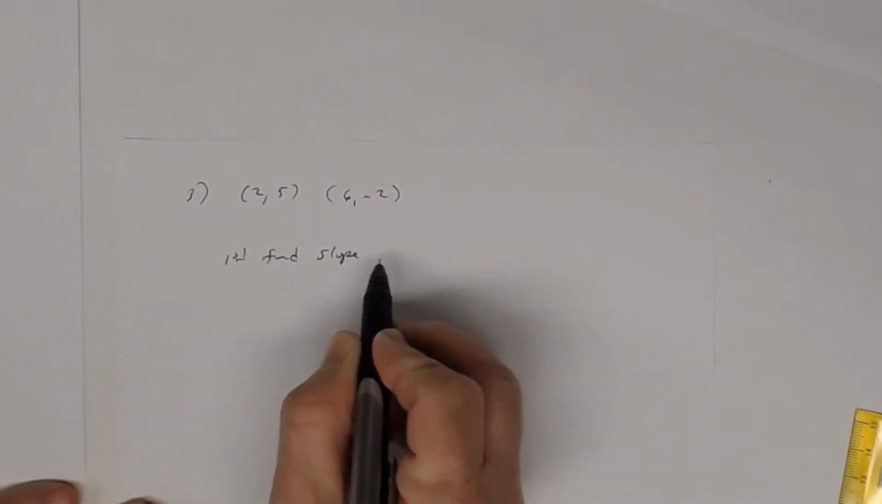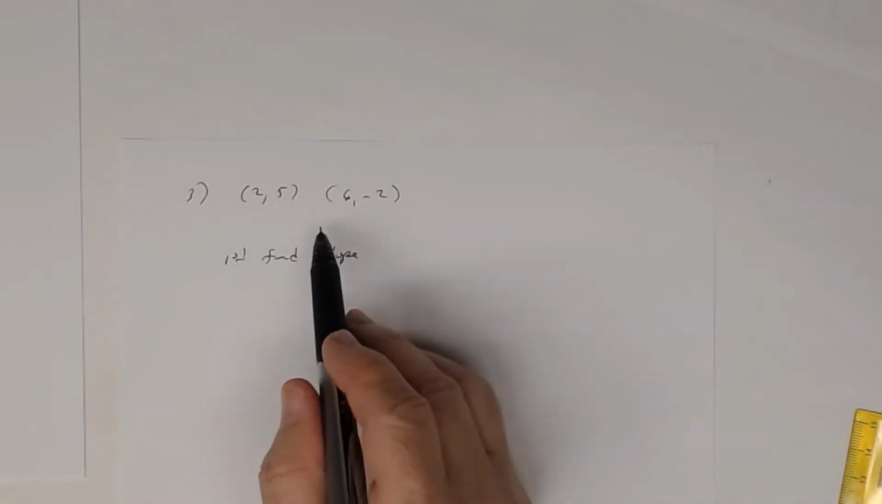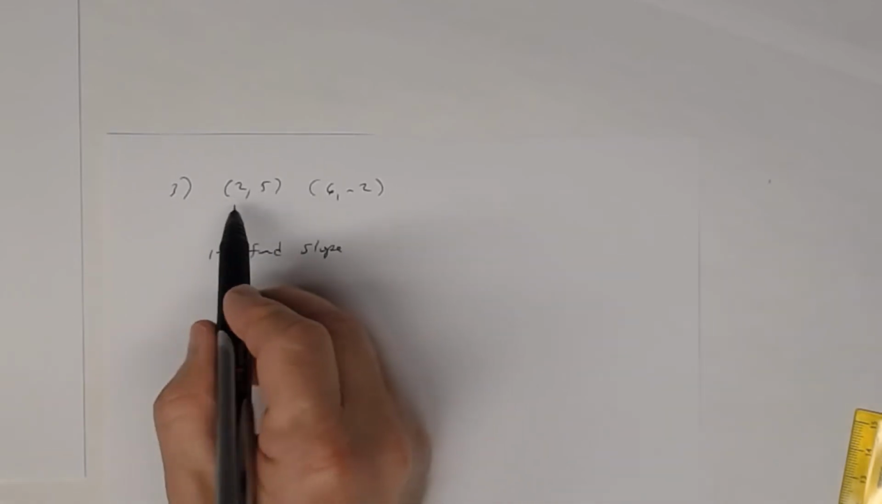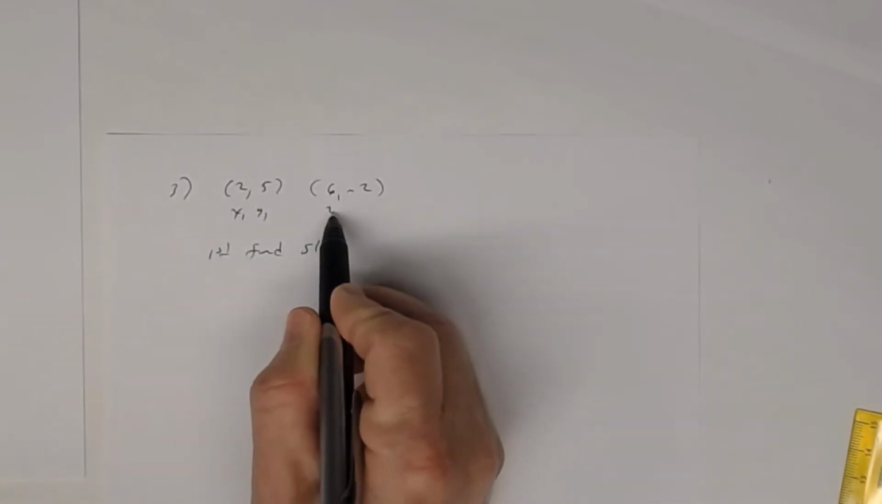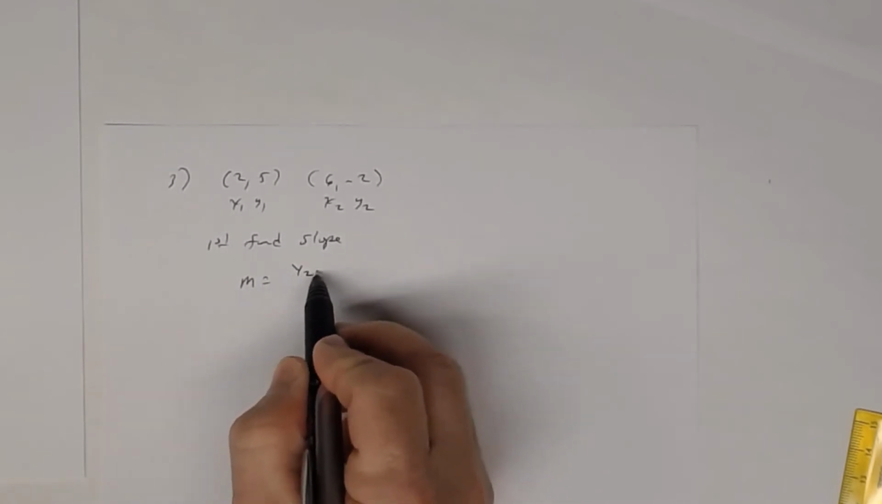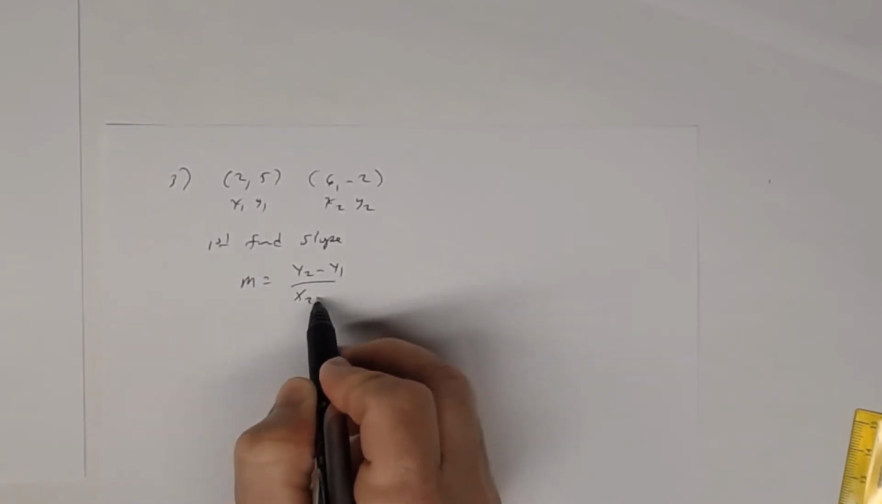So to find the equation of a line, you need to know the slope. You have to at least know the slope. So let's find the slope. Let's call this x1, y1, x2, y2. So the slope formula is y2 minus y1 divided by x2 minus x1.